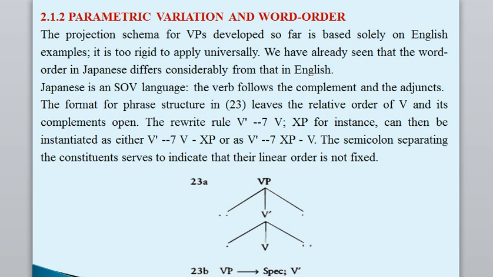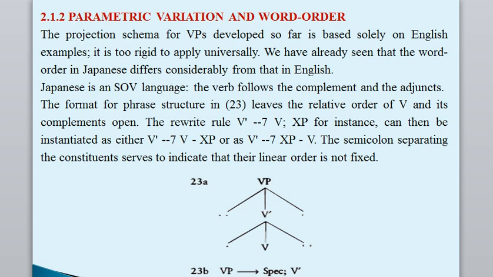There is some parametric variation in word order. We have a universal grammar, and we have parametric variation, which shows the differences between languages. The projection schema for VP developed so far is based just on English examples. It's too rigid to apply universally. We have already seen that the word order in Japanese differs from that in English.